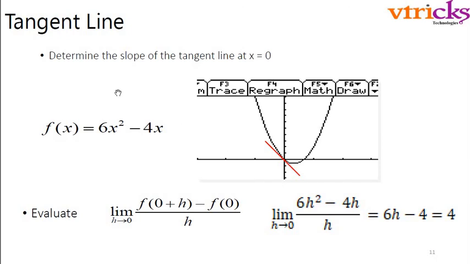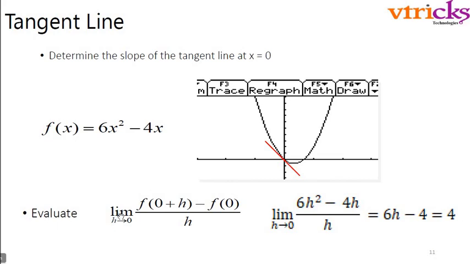So let us just take an example. Suppose we want to determine the slope of the tangent line at x equal to 0 for a given function f of x equal to 6x square minus 4x. So this is the graph of 6x square minus 4x, and we are interested in this tangent. We want the slope of this tangent.